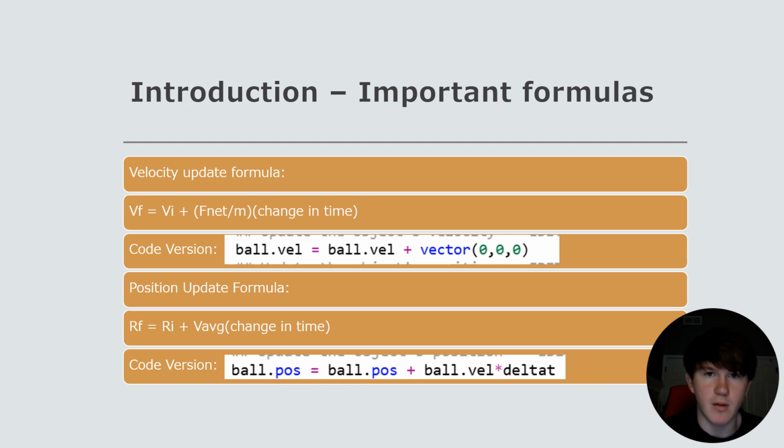that vector being the force vector, because the force is actually 0 in our case. We're also using the position update formula. The final position vector is equal to the initial position vector plus the average velocity times the change in time. In this case, the final velocity is equal to the average velocity because there's no change, because there's no net force. And here is the code version of that.